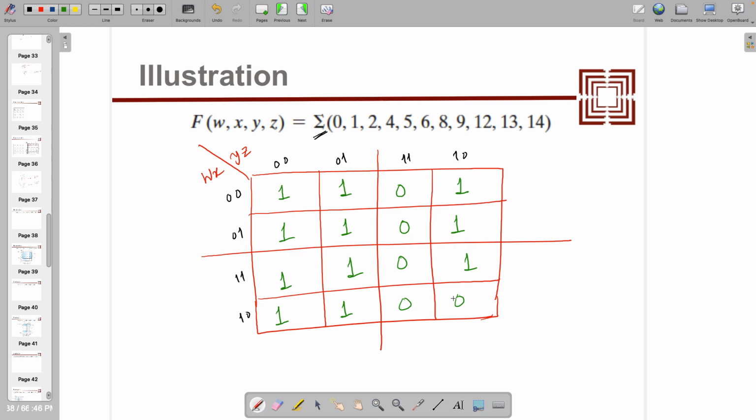Anyway, so now we have to make combinations such that you will get boxes which are of 2, 4, or multiple of 2, right? 2, 4, 8, 16, 32, yeah, 2 raised to n, where n is any integer number, right? So which things are you going to combine? There are various ways. So this whole 8 you can combine, okay? Right, so many ways are there.